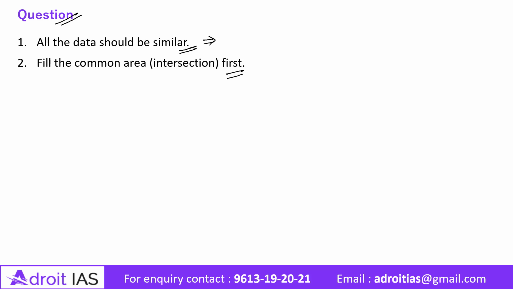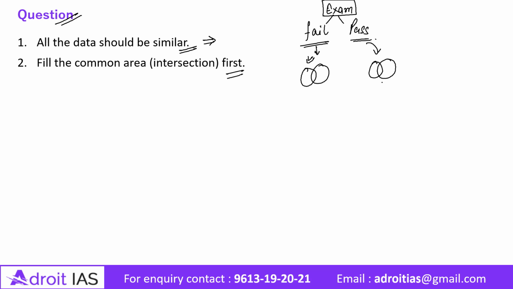The data should be similar means, suppose there are 2 attributes, one is fail and another is pass, and there is an exam. Some students are there in the class, some of them failed and some of them passed. If you are drawing the Venn diagram, it should be based on similar data. If the data is given for failed candidates, then for the entire class it should be the failed candidates' data. And if the data is given for passed candidates, then for all the candidates it should be given for passed candidates. All the data should be similar.